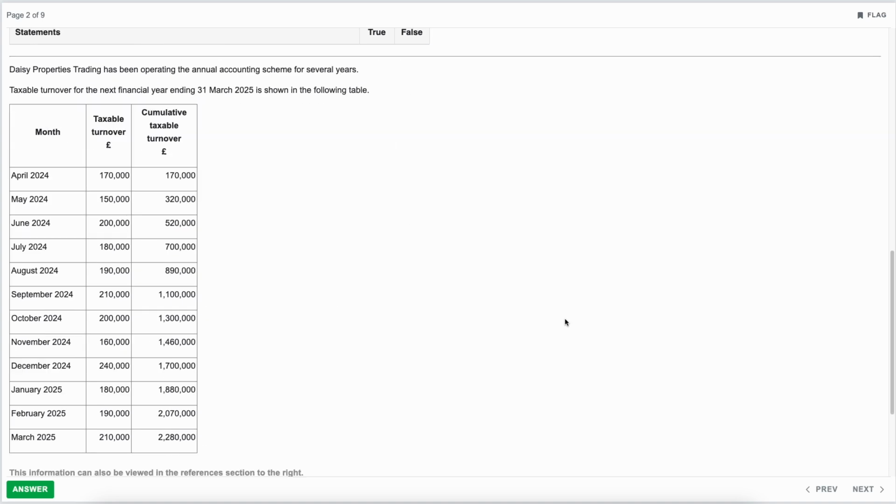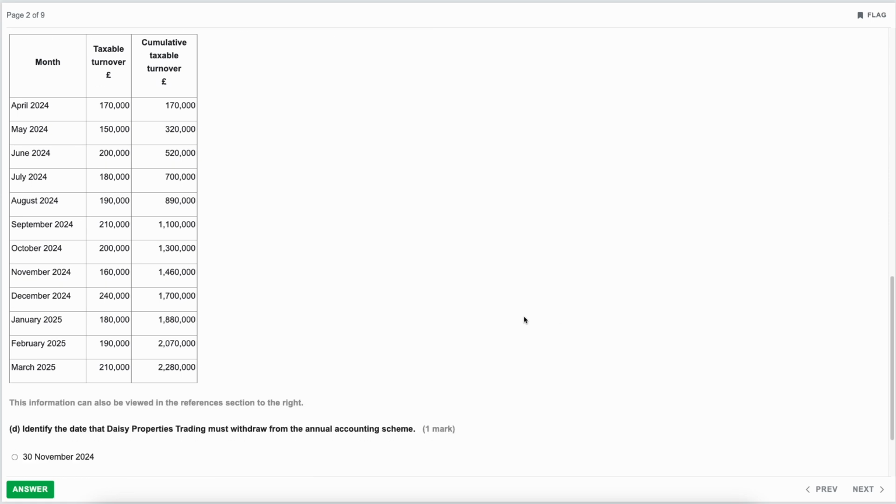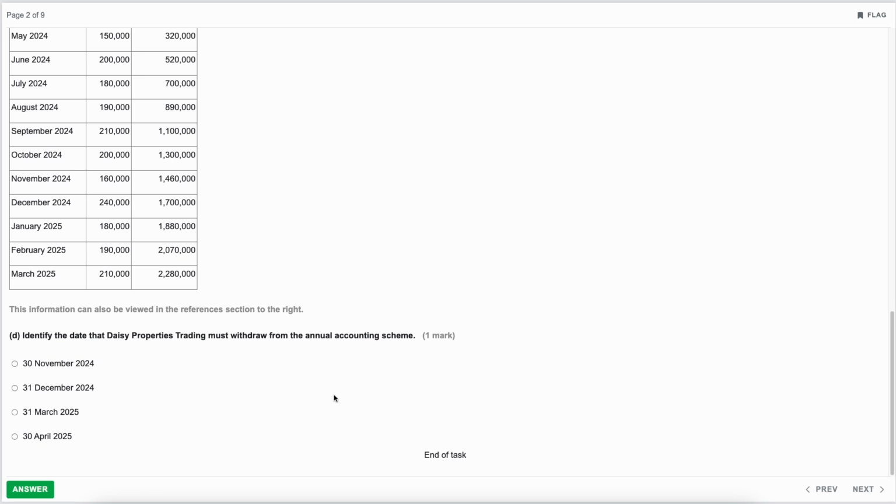Scrolling down then. So Daisy Properties Trading has been operating the annual accounting scheme for several years. Taxable turnover for the next financial year ending the 31st of March 2025 is shown in the following table. We see a table here which shows taxable turnover for each month and a running balance to the cumulative taxable turnover in this far right column. So let's have a look at what we need to do. Part D, identify the date that Daisy Properties Trading must withdraw from the annual accounting scheme.